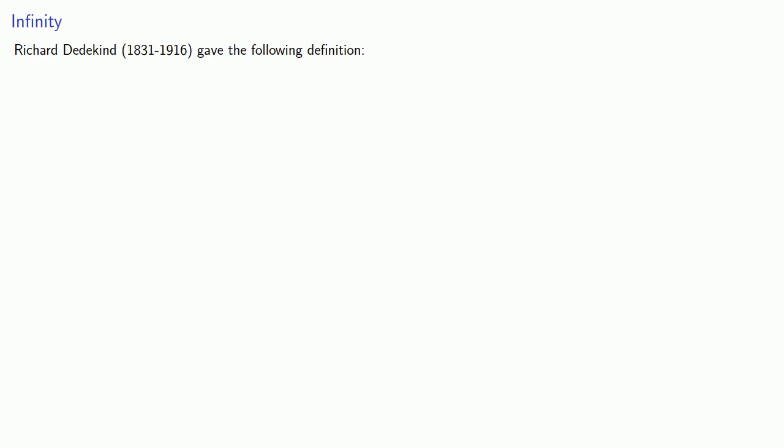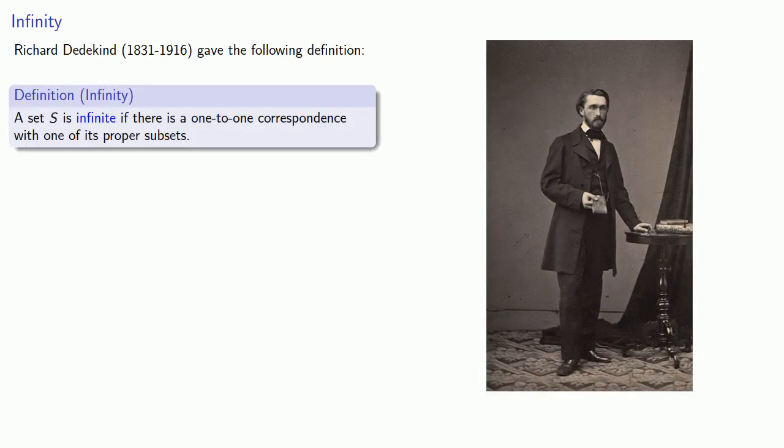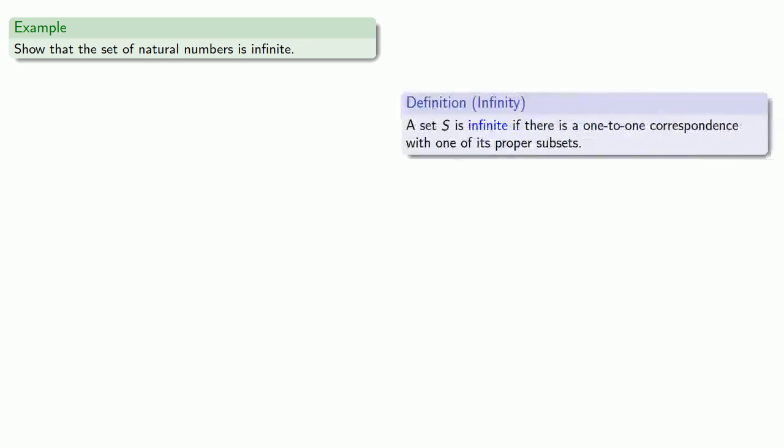And so, Richard Dedekind gave the following definition. A set is infinite if there is a one-to-one correspondence with one of its proper subsets. So let's show that the set of natural numbers is infinite. Definitions are the whole of mathematics. All else is commentary. We have Dedekind's definition of infinite. And so we want to try and find a one-to-one correspondence between the natural numbers and one of its proper subsets.